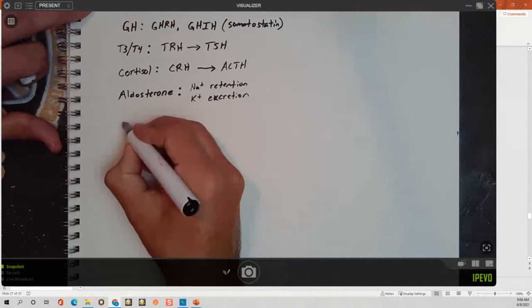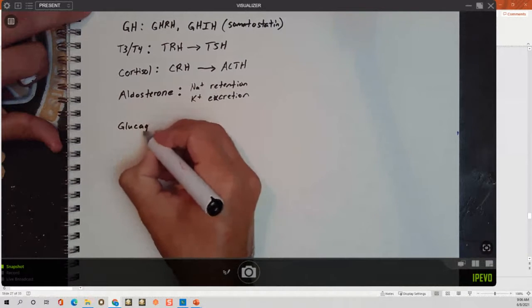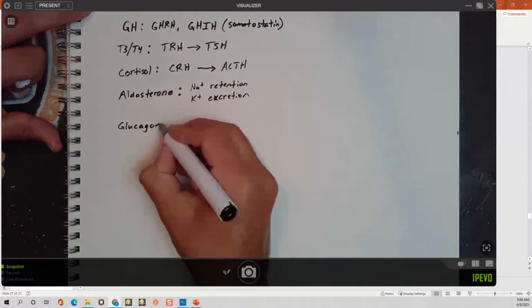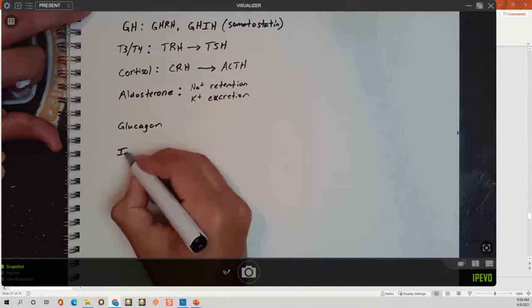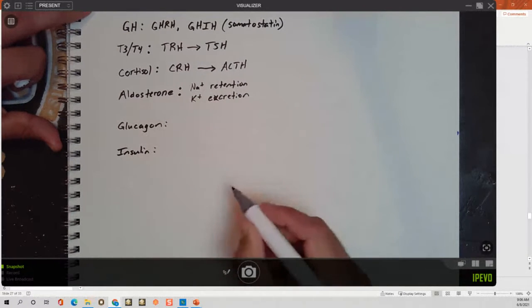Insulin and glucagon. So let's go ahead and write glucagon first. We really haven't covered this in detail, like in terms of its function. Glucagon and insulin. All we've talked about here with these two is where they are secreted from. So who remembers where they're secreted from?